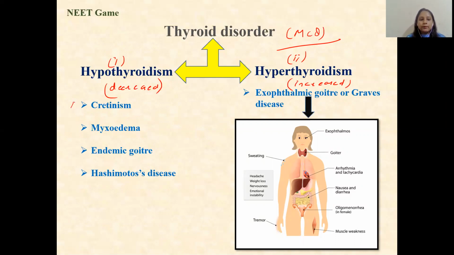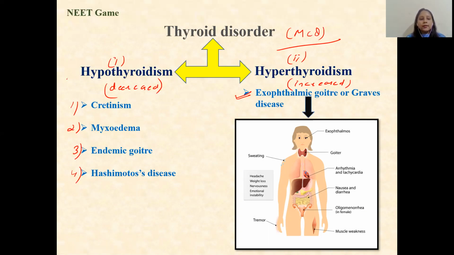We will be studying four diseases in hypothyroidism. Number 1, cretinism. 2, myxedema. 3rd, endemic goiter. And the 4th, Hashimoto's disease. These are the four disorders caused by decreased secretion of the thyroxine hormone. And there is one disease we'll be discussing here, exophthalmic goiter, also known as Graves' disease, caused by increased secretion of the thyroxine hormone.